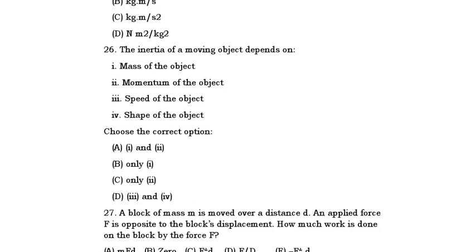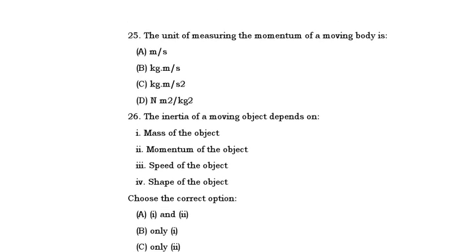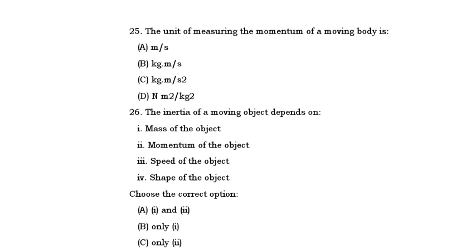Now see the next. The unit of measuring the momentum of a moving body. Momentum unit is kg meter per second. Yes or no? Yes. The inertia of a moving object depends upon the mass of the object only. So that is the option. Which one is the option? Only one. That is B.